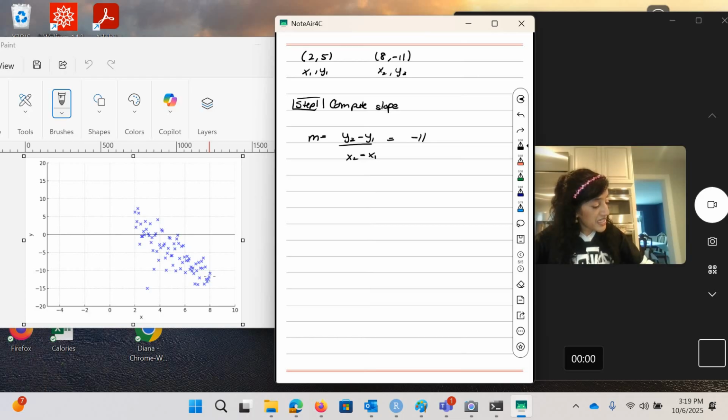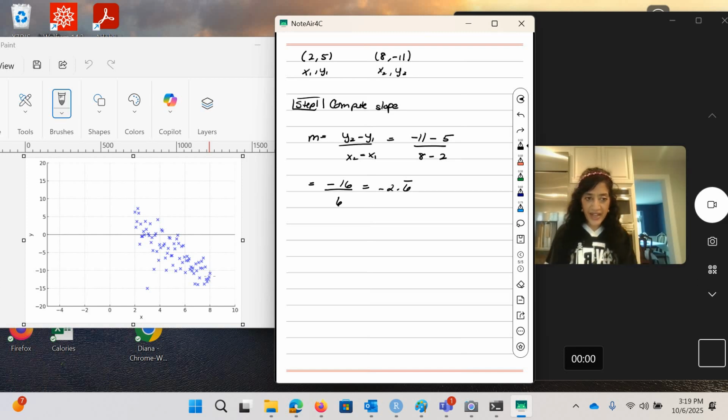So my y2 is minus 11, my y1 is 5, my x2 is 8, my x1 is 2, and my slope is going to be minus 16 over 8 minus 2 is 6. And here's my trouble. I'm going to actually turn this to a decimal. If I get minus 16 divided by 6, I get minus 2.6 there. So now I have that. Next step is to compute b.